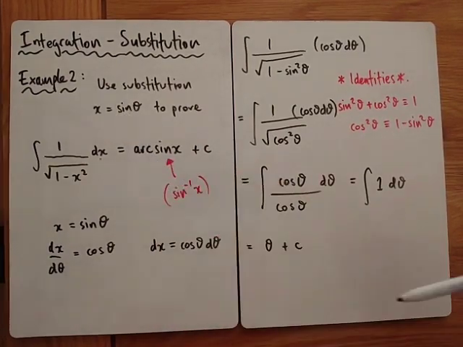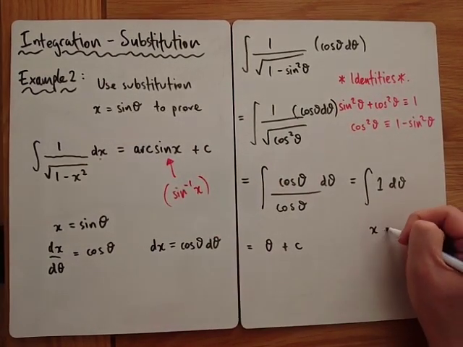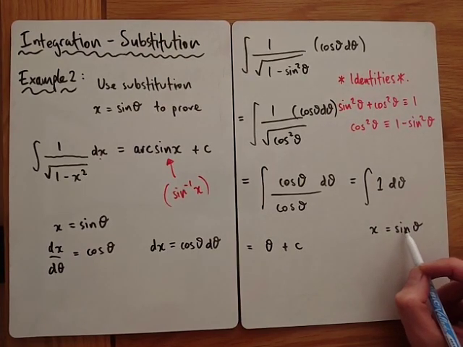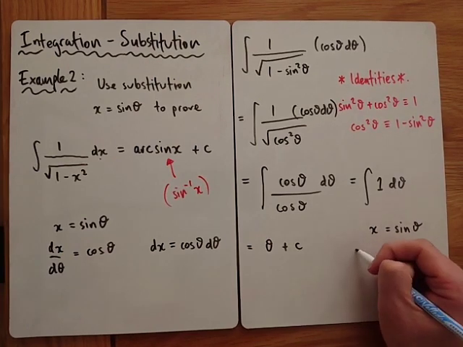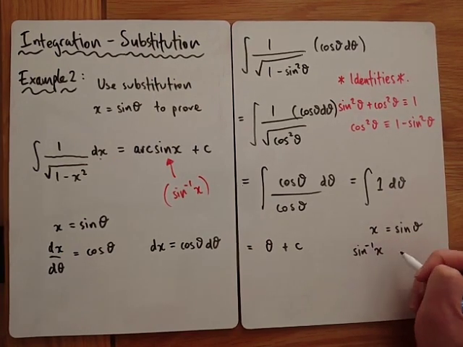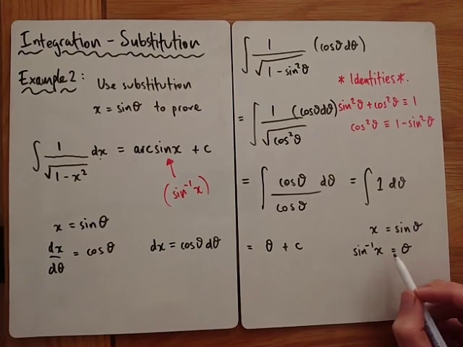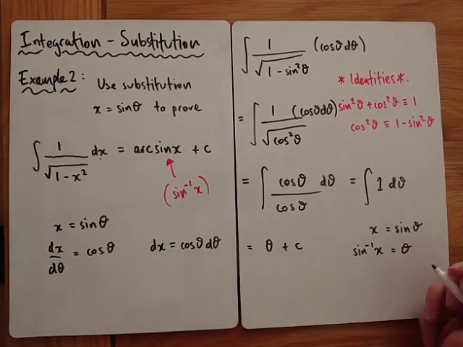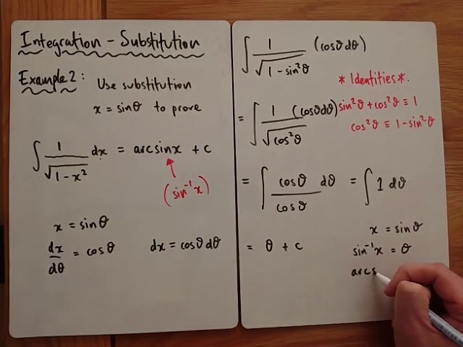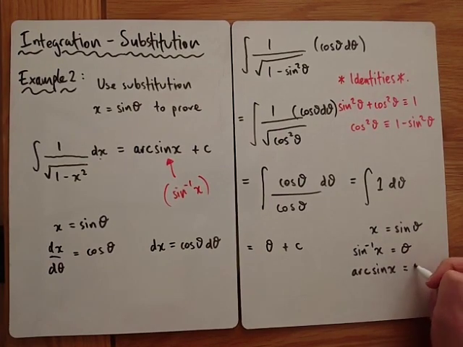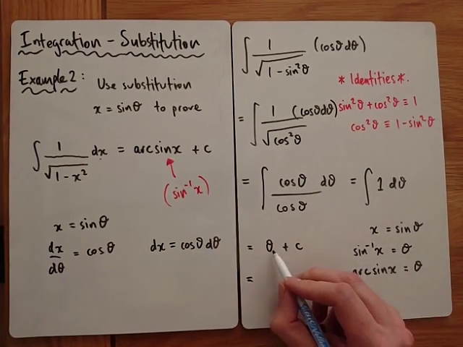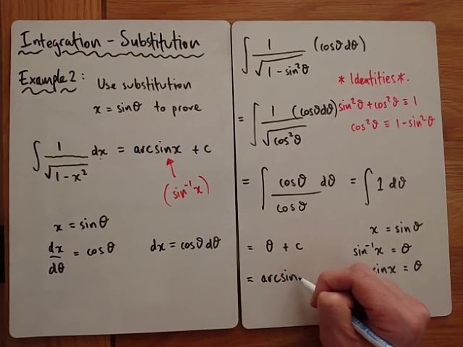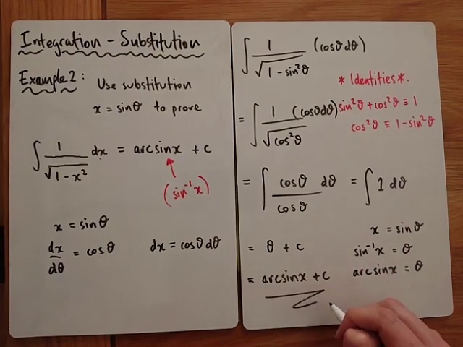If we look back at our substitution, we know x equals sine theta. So what would theta equal? Well, if we take sine inverse, that would give us theta, wouldn't it? You might be more comfortable writing sine inverse from GCSE, but we're just going to call that arc sine, because it's the same thing. So that would be the same as saying theta plus c would be sine inverse x plus c.